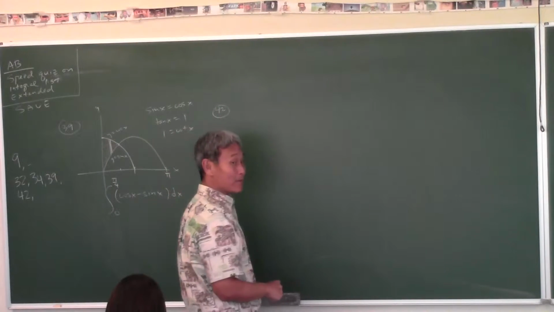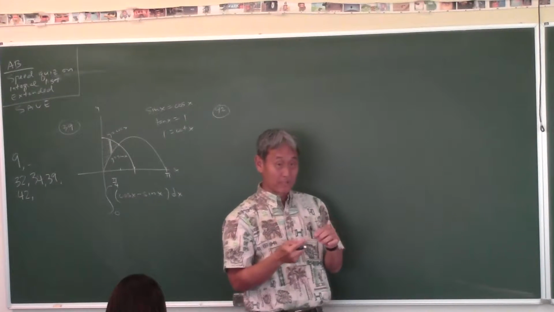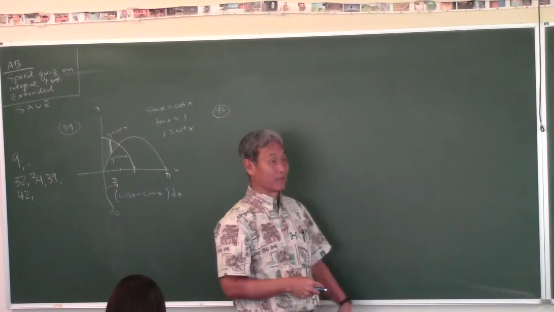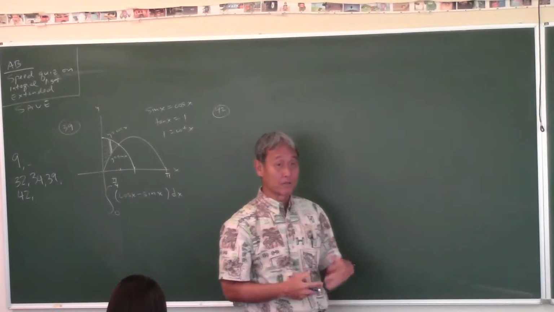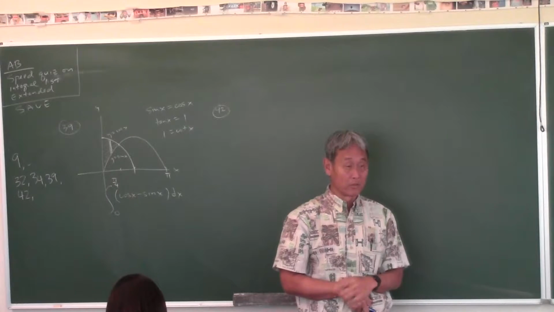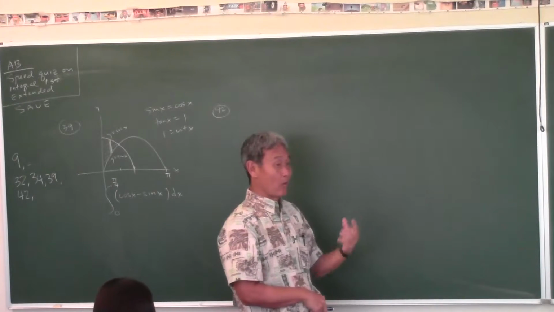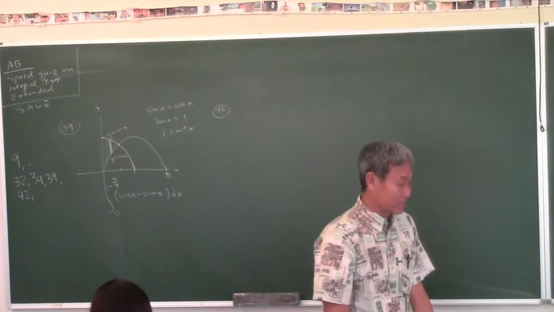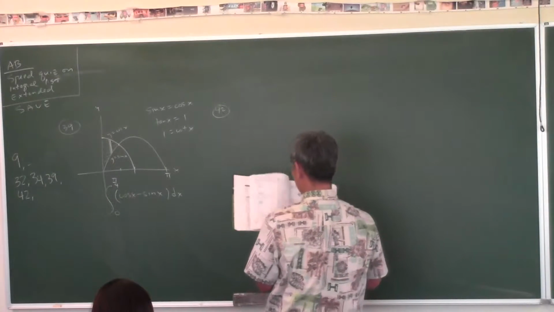Oh yeah, that's a common mistake in AB. Just because you plug in 0, almost all of them think, oh, the answer can be 0. But no, you plug in 0 into cosine, you get 1. You plug in 0 into e to the x, you get 1. So if you plug in 0, you don't always get 0.